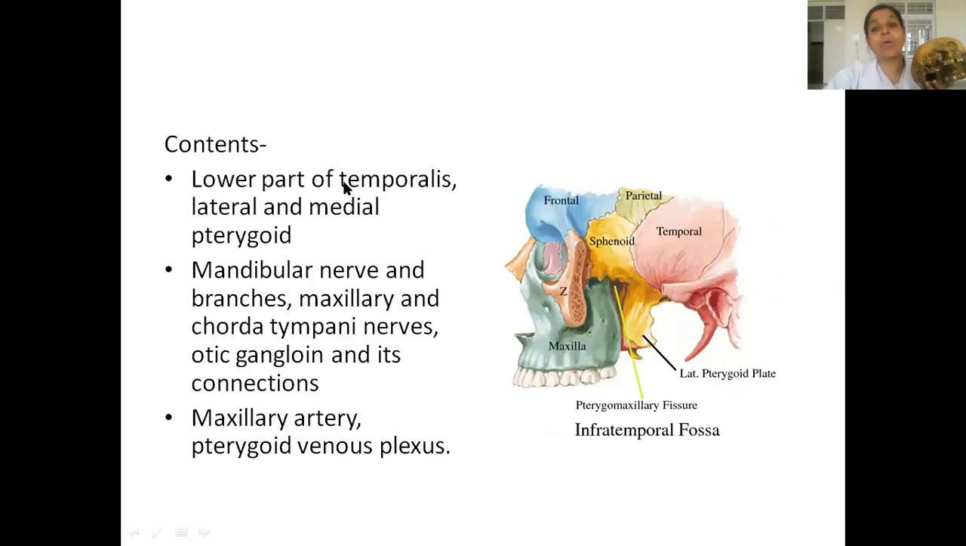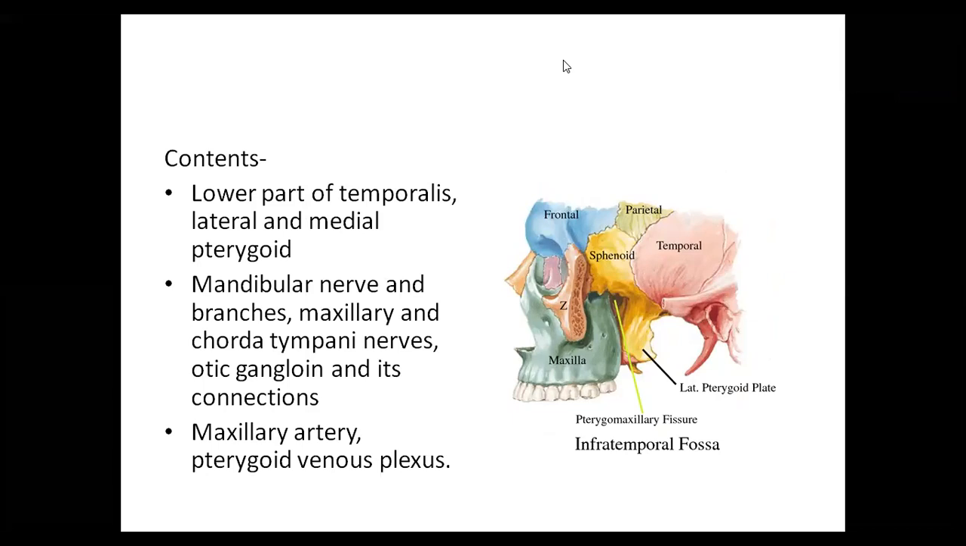Okay, then now contents. This is theory part which you should try to remember, at least 2 or 3 points, though I will give you the complete list. In this infratemporal fossa, we will see the lower part of temporalis. I have shown you this muscle when we were doing temporal fossa, right? One of the strongest muscles of mastication, temporalis. Lateral and medial pterygoid muscles are also muscles of mastication. We will teach you when we do muscles of mastication, don't worry.